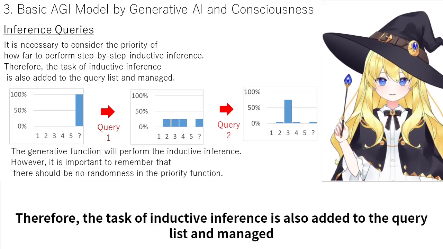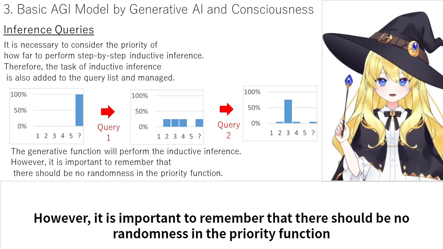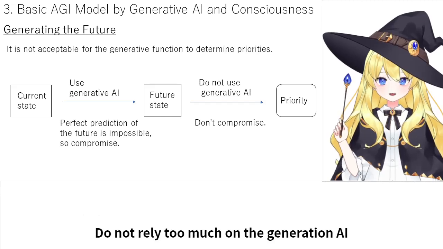Therefore, the task of inductive inference is also added to the query list and managed. The generative function will perform the inductive inference. However, it is important to remember that there should be no randomness in the priority function. It is not acceptable for the generative function to determine priorities. Do not rely too much on the generation AI.